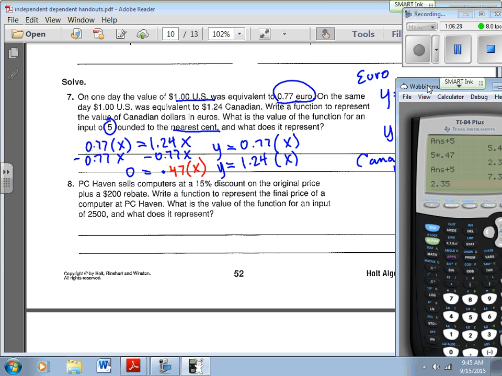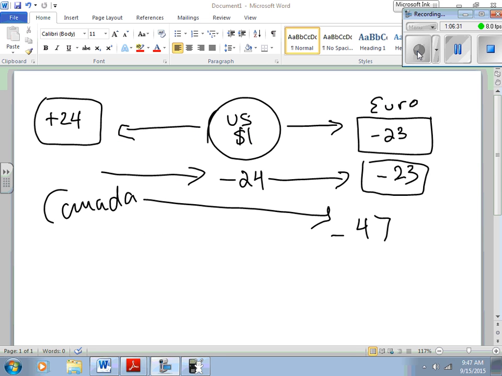So here, I'll show. When you go from US to Canada, you gain 24 cents. That's why it was 1.24. But when you go from US to Europe, you lose 23 cents, because the euro has more value than the US dollar. If you go from Canada to the US, though, you lose 24 cents per dollar. And then you have to remember, the US dollar to the euro loses 23 cents on top of that. So if you go from Canada to Europe, you're losing 47 cents per dollar.